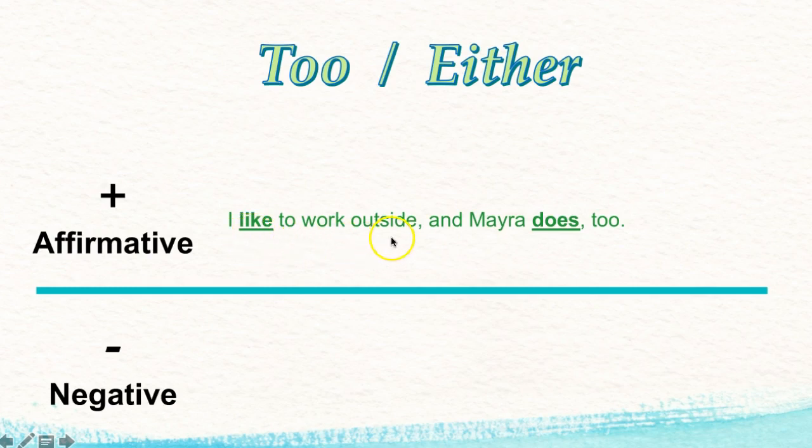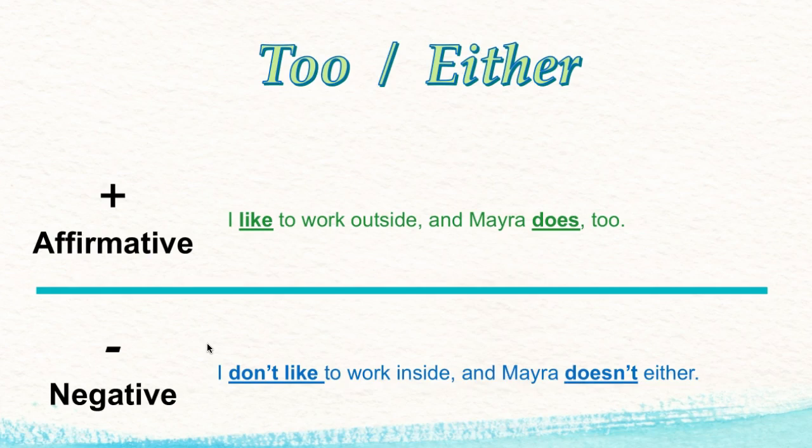This means I like to work outside and Myra likes to work outside. We both like to work outside. We have this in common. Similarly, negative sentences also mean that we both have this in common. I don't like to work inside and Myra doesn't either. This means I don't like to work inside, and Myra does not like to work inside. We both do not like to work inside. We have this in common.